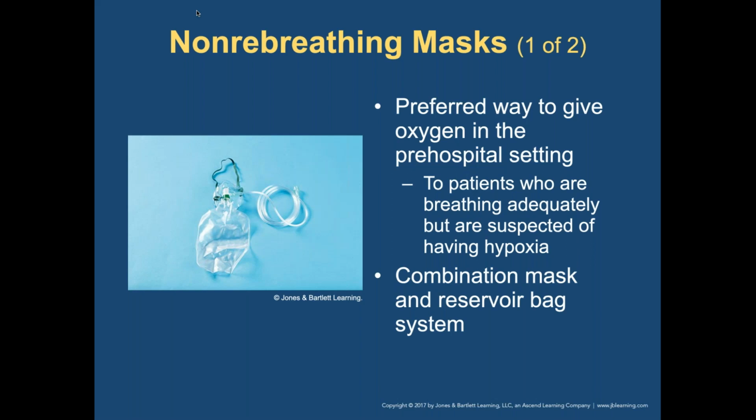Non-rebreather masks are the preferred way to give oxygen in a pre-hospital setting to patients who are breathing well, so you don't have to bag them, but are suspected of having or showing signs of hypoxia. If you can actually see that they need oxygen, give them the non-rebreather. When you get to the point of checking their vital signs and they're rocking 100% O2, you can dial it back a little bit. There's a range of oxygen we're going to talk about for this. If you have to dial it back further than that, then you can switch to a cannula, which is meant for low flow.